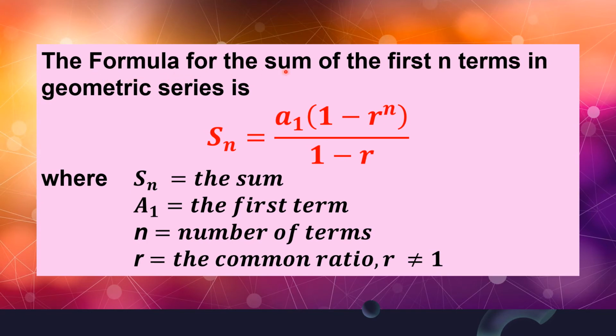The formula for the sum of the first n terms in a geometric series is S sub n equals a sub 1 times the quantity 1 minus r raised to n, all over 1 minus r, where S sub n is the sum, a sub 1 is the first term, n is the number of terms, and r is the common ratio, where r must not be equal to 1.